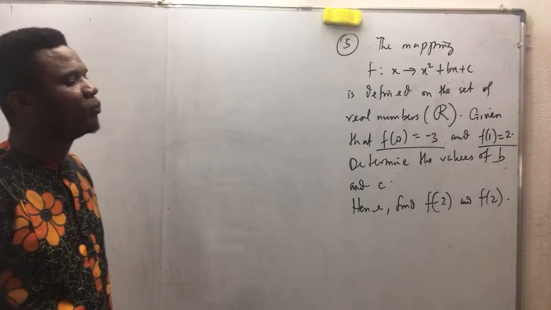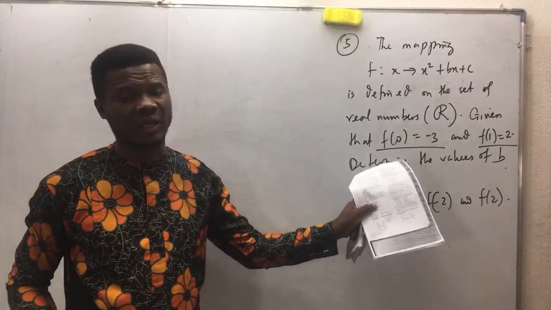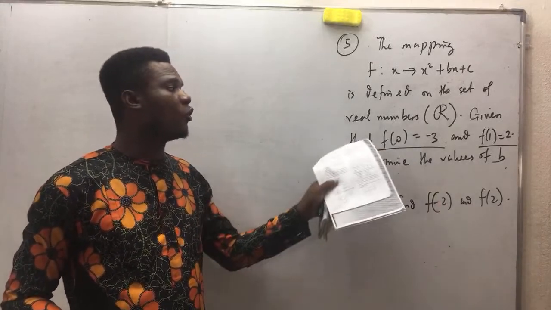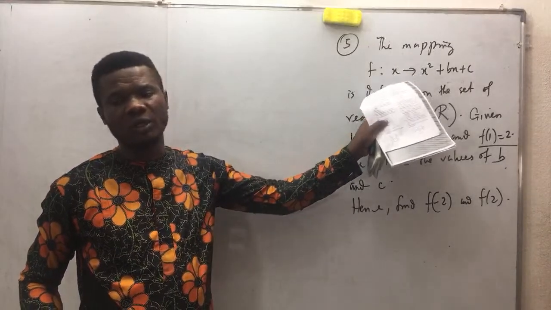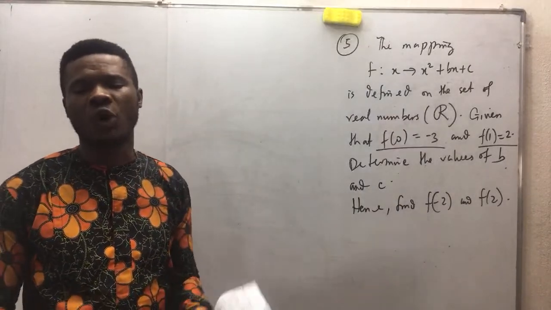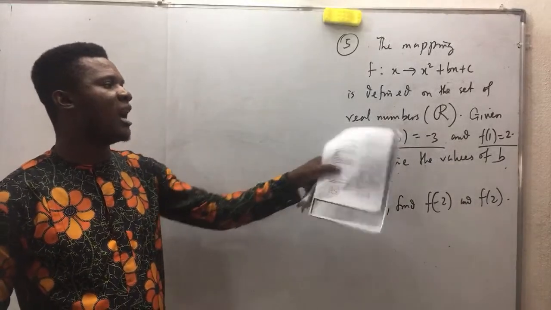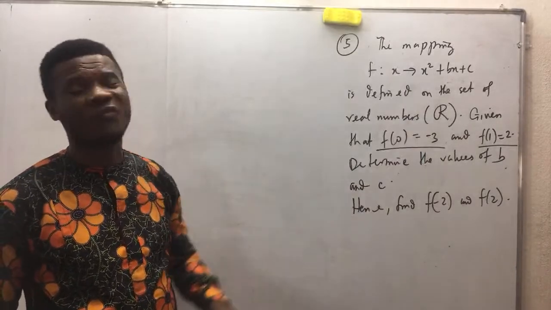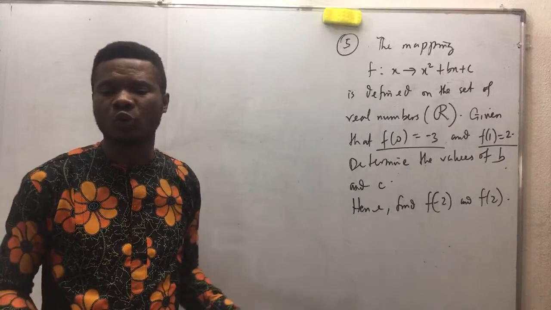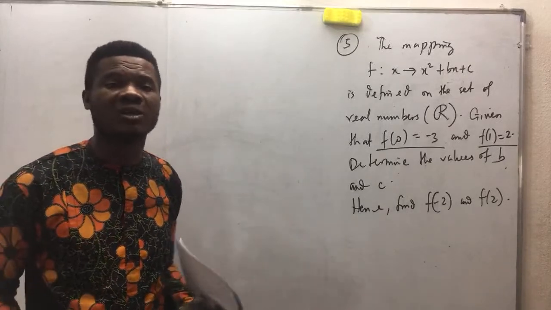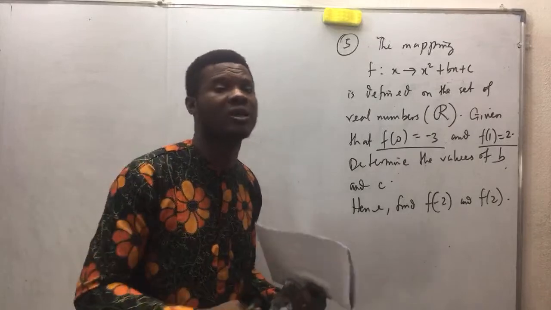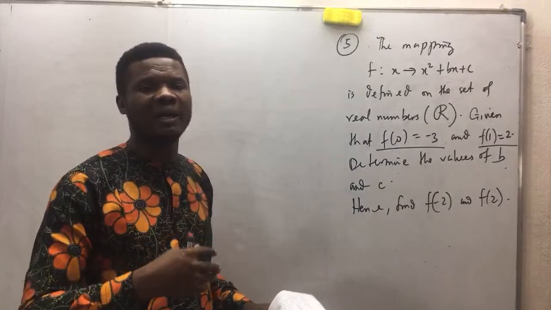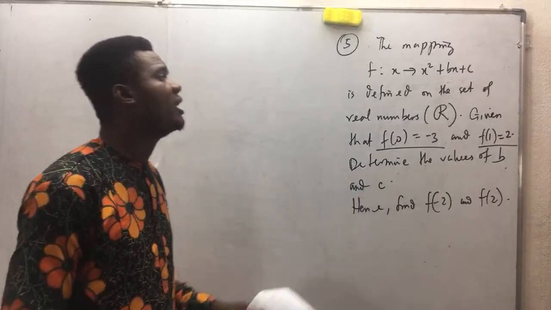Now, the first step would be to substitute to find f of 0. You are told f of 0 is equal to minus 3. So you will find f of 0 using this function given to you, and that will give you what you can call an equation 1. And you would use f of 1, which is equal to 2, given to you, with this function, to find what you would end up calling an equation 2. Those two equations will be solved simultaneously, and that will give you the results for B and C. So that will be the algorithm, or the steps to follow in solving that problem.